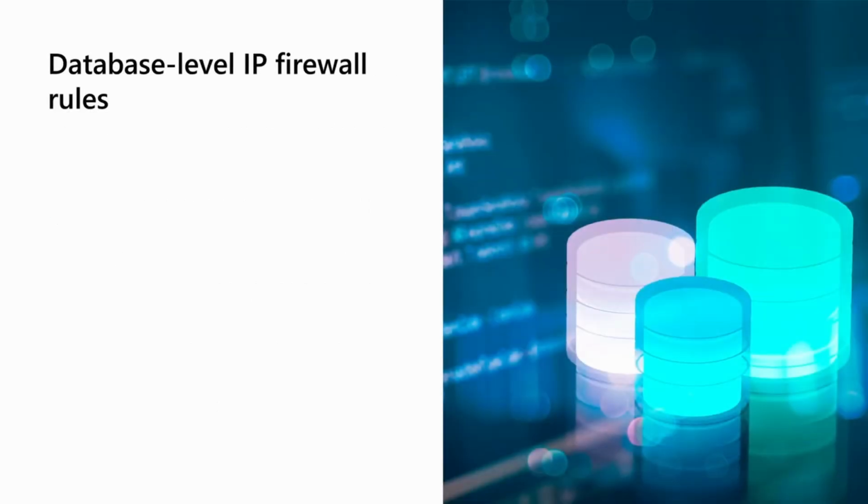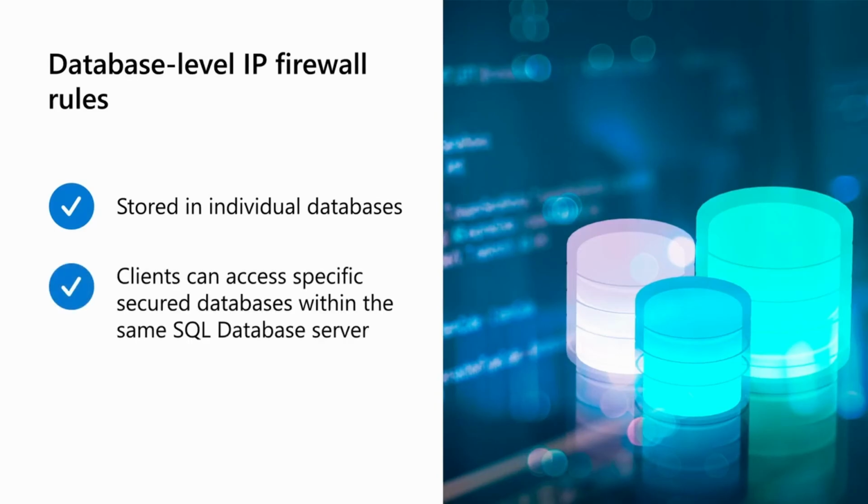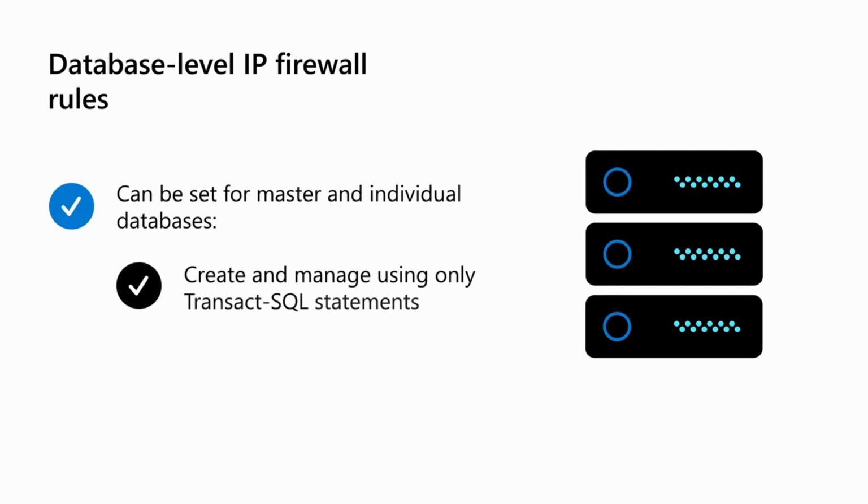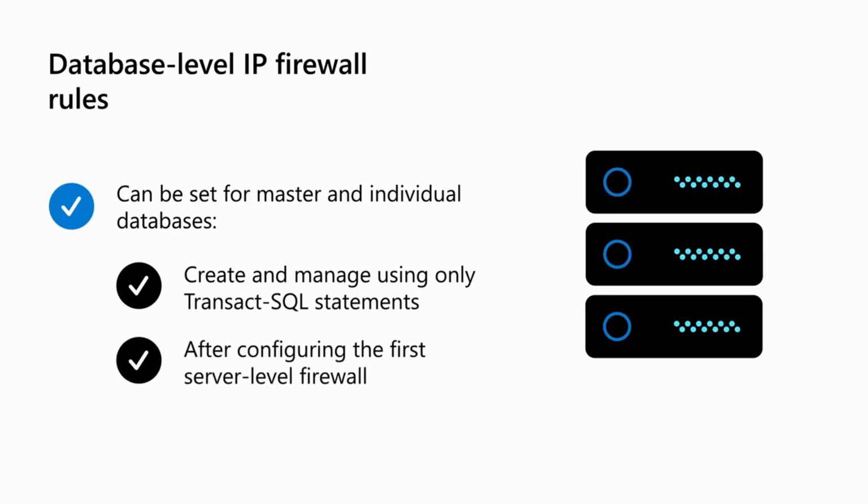Database-level IP firewall rules stored in individual databases allow the client access to specific secured databases within the same SQL database server. You can set database-level IP firewall rules for the master database and individual databases. You can only create and manage database-level IP firewall rules for master and user databases using Transact SQL statements, and only after configuring the first server-level firewall.